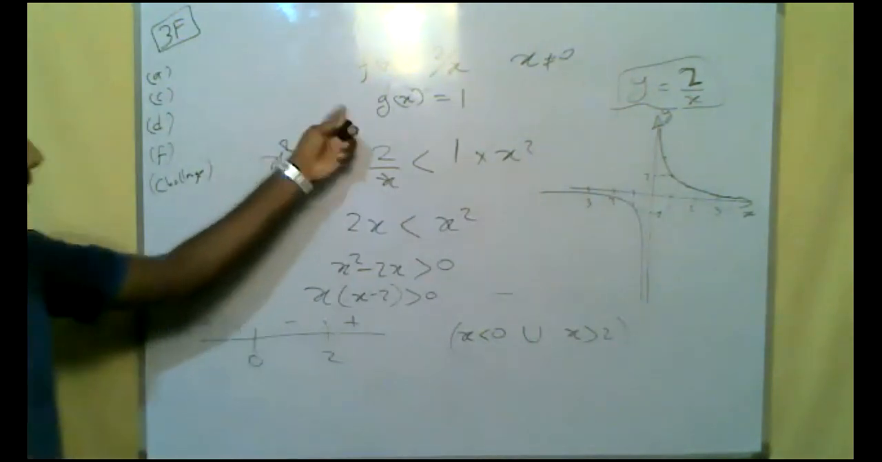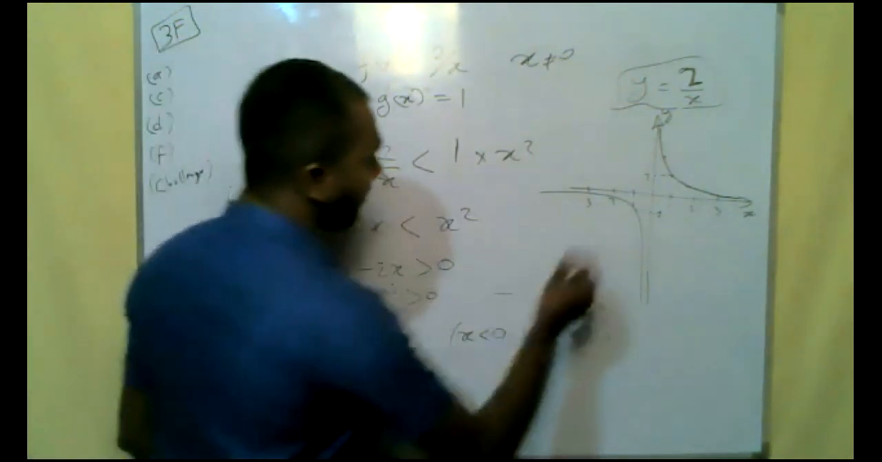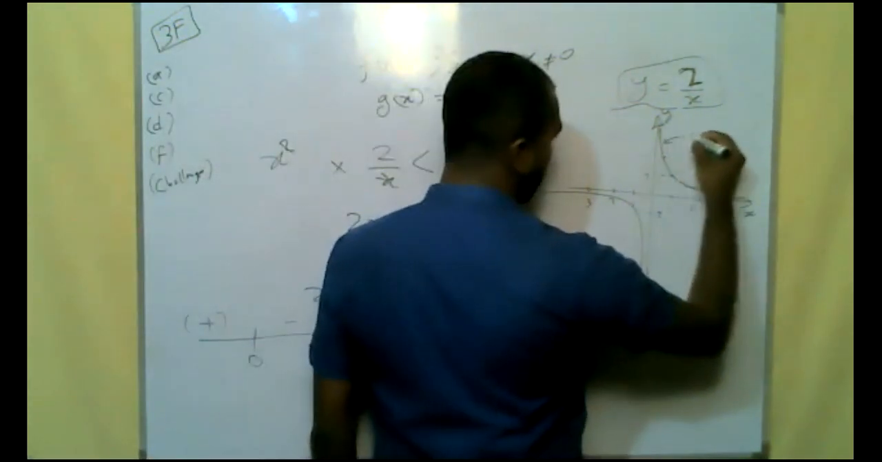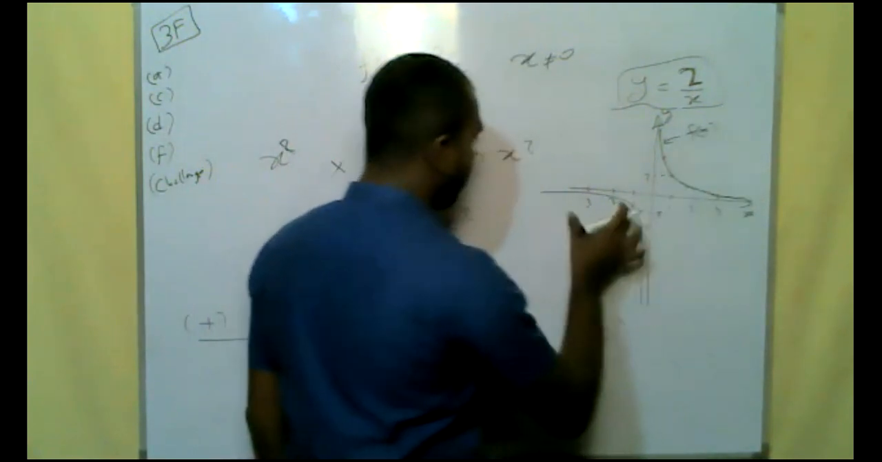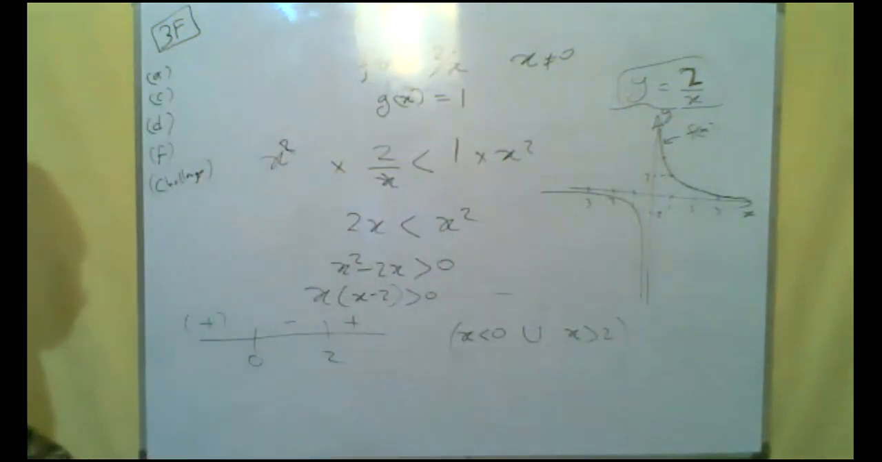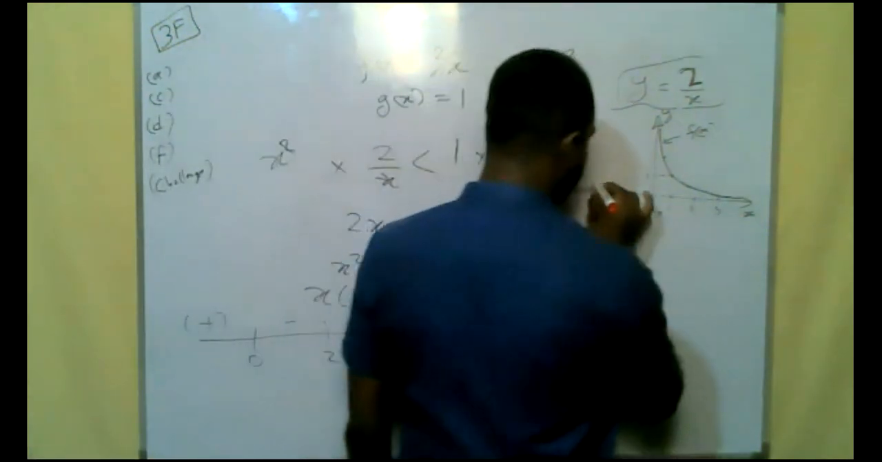So what is our g(x) here? This is like f(x), okay? This is f(x) and g(x) is 1. It's like y equals 1. So we can draw the graph y equals 1.